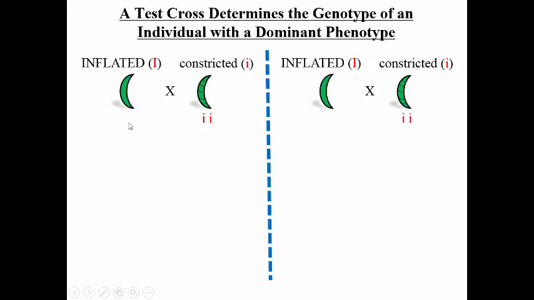If that's the case, how do I figure out their genotypes? That's the point of this problem. How do I figure out their genotype here or here? I do something called a test cross. Here is the test cross. A test cross is when you cross this unknown organism with a known homozygous recessive organism. So I'm doing it here, I'm doing it here.